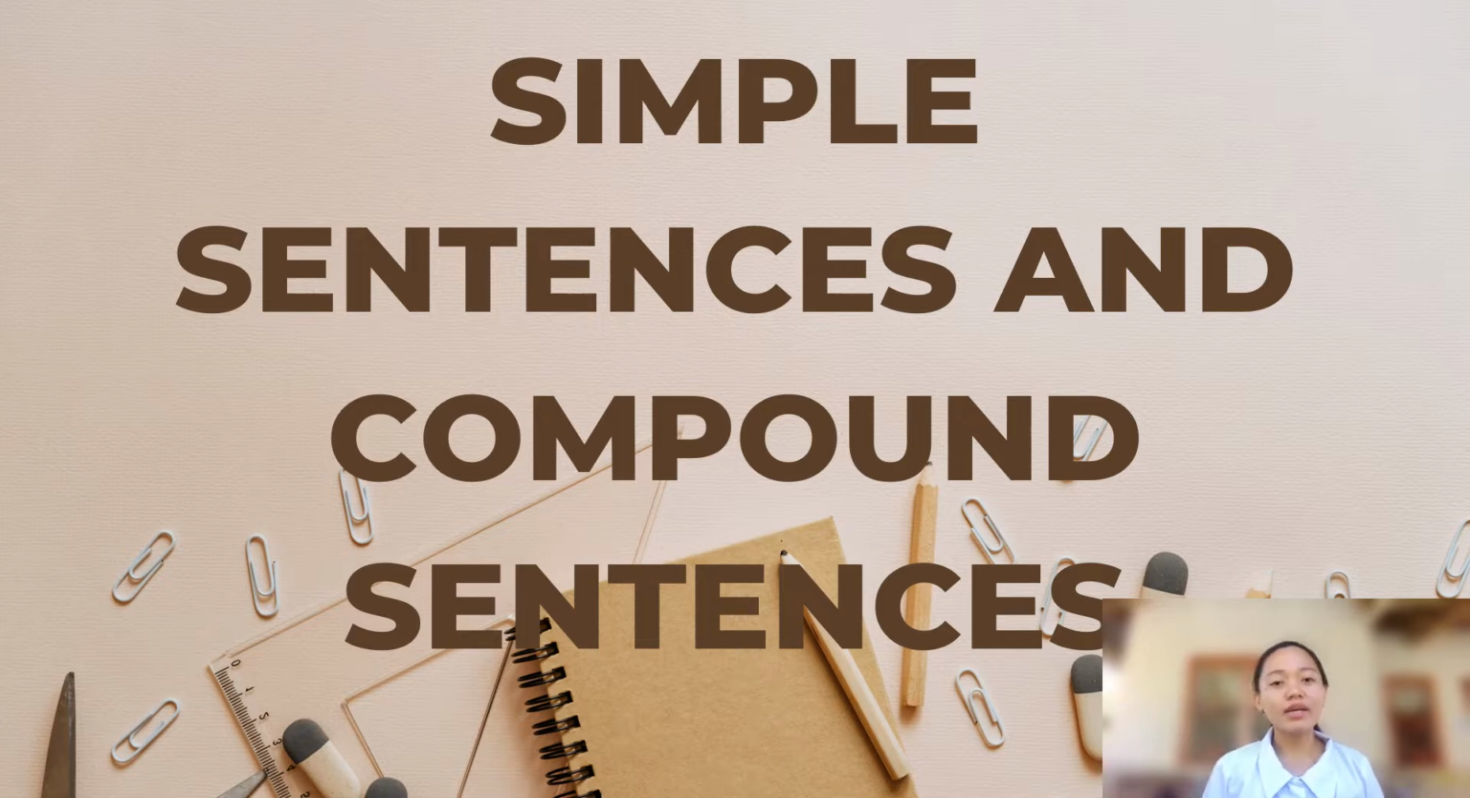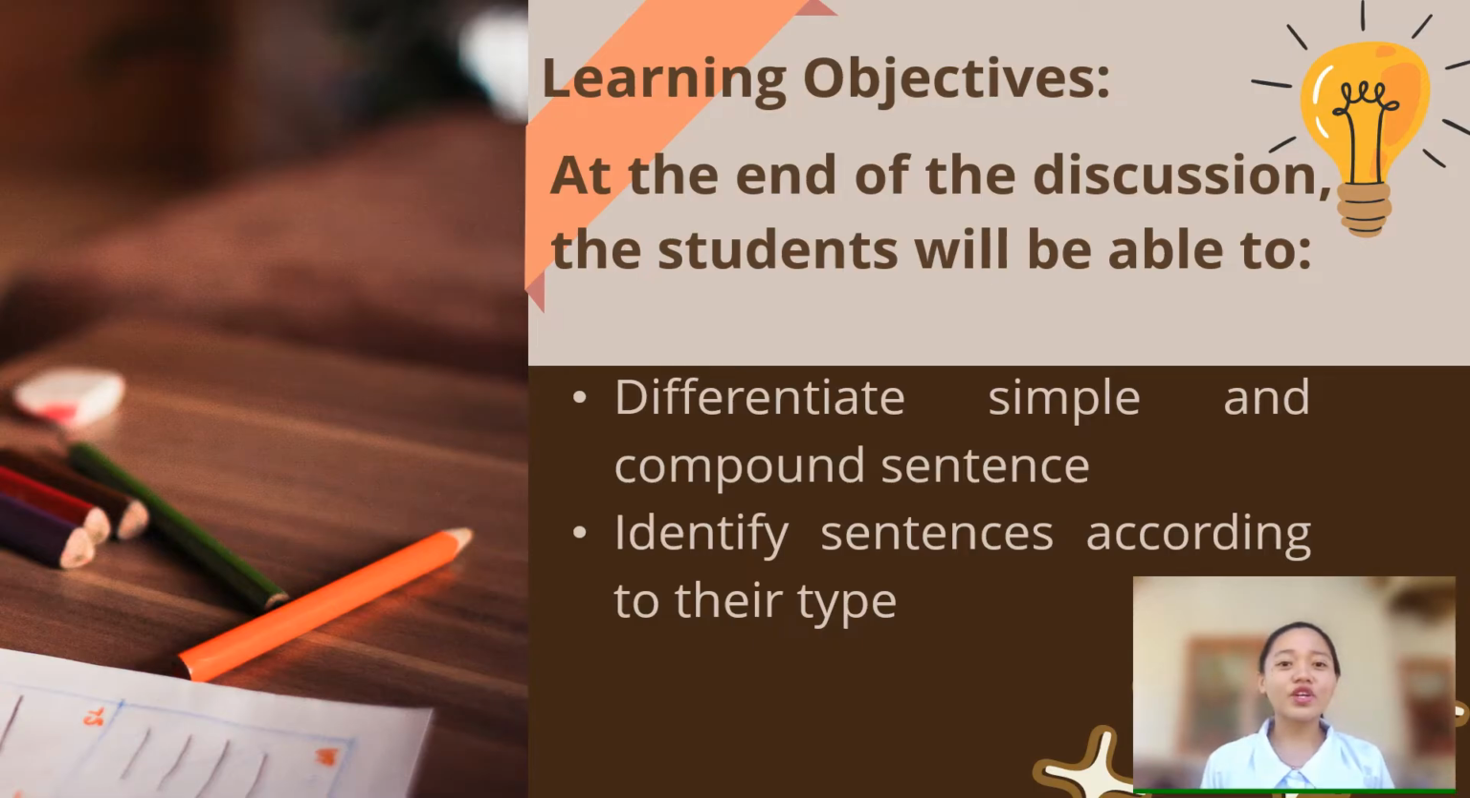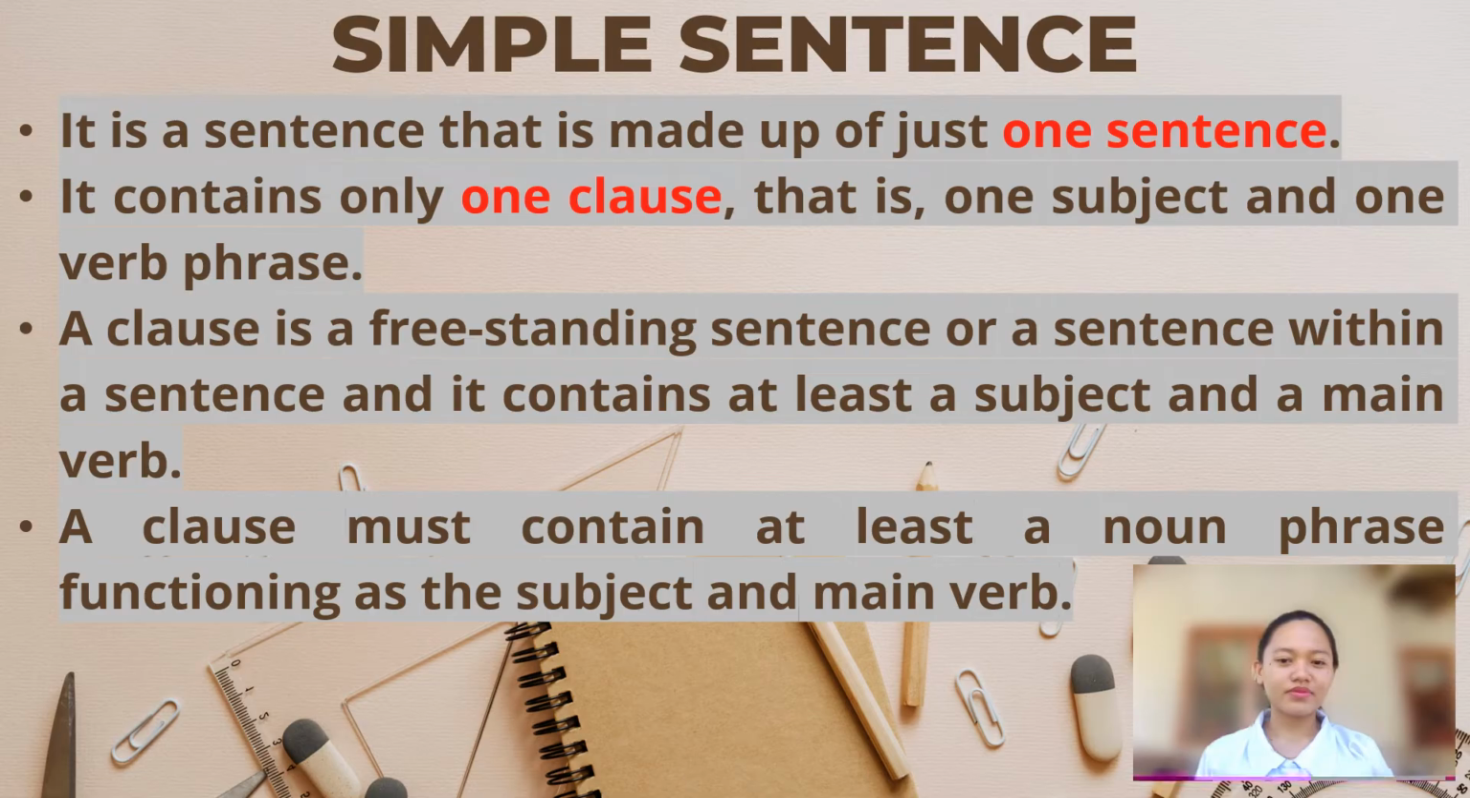Actually, there are four types of sentences, but we will just discuss simple sentences and compound sentences. Okay, first, let us have our learning objectives. At the end of the discussion, the students will be able to differentiate simple and compound sentences and identify sentences according to their type. I guess we already know that a sentence expresses a complete thought, but sentences can be made up of more than one sentence.